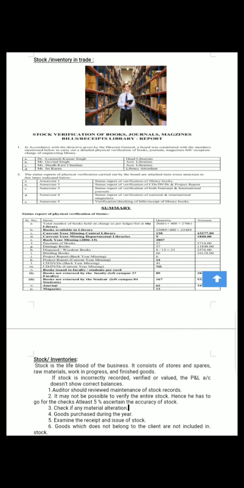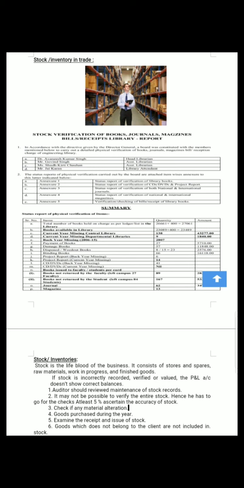Hello, welcome back. So today we will be studying the next verification of asset, which is the verification of stock or inventories. Here the auditor should examine a few things at the time of valuation of the stocks in the business. Now, before going to the process involved in verification of stock, let us know what we mean by stock.